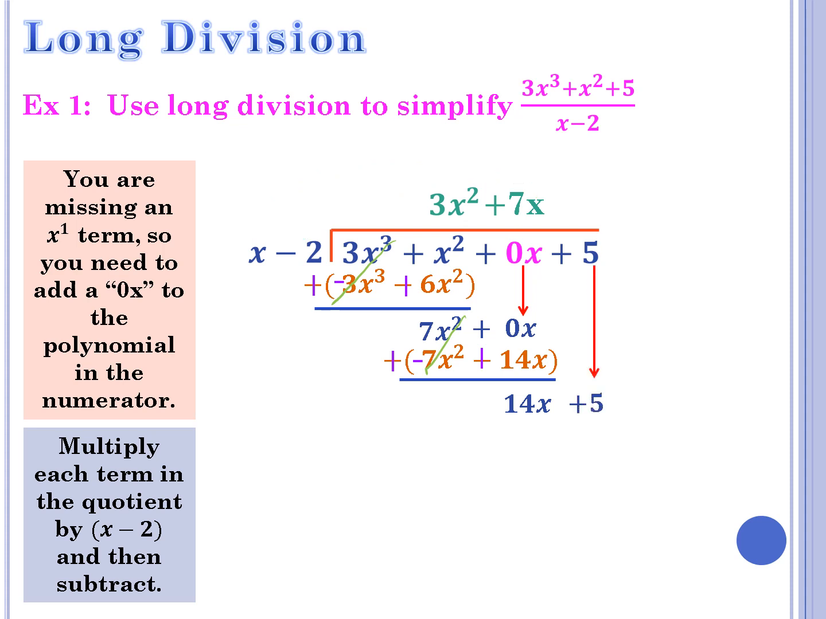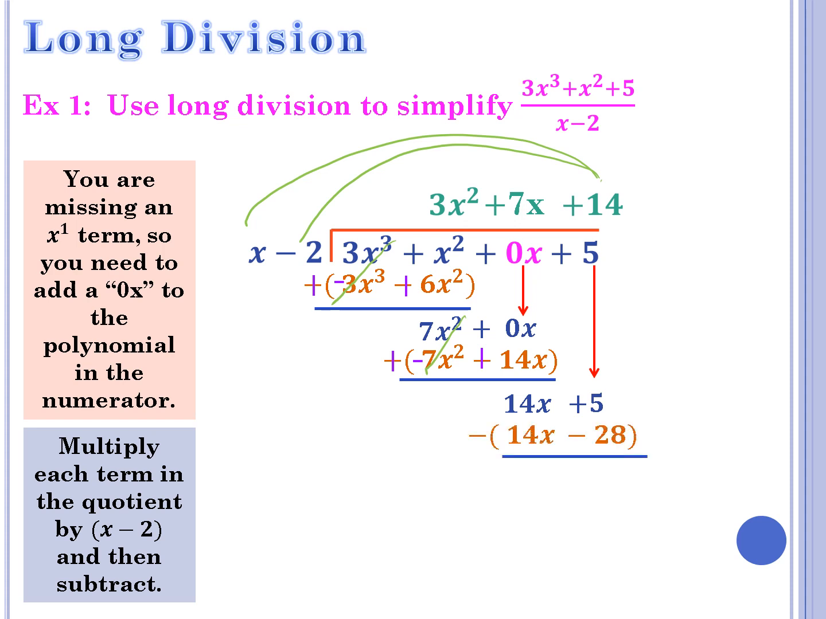Now I bring down the 5, and I say, okay, what times x gives me 14x? And the answer is 14. Now again, I do the distribution. So 14 times x is 14x. 14 times negative 2 is minus 28. Again, add, change, change. So the x's cancel out, and 5 plus 28 is 33.